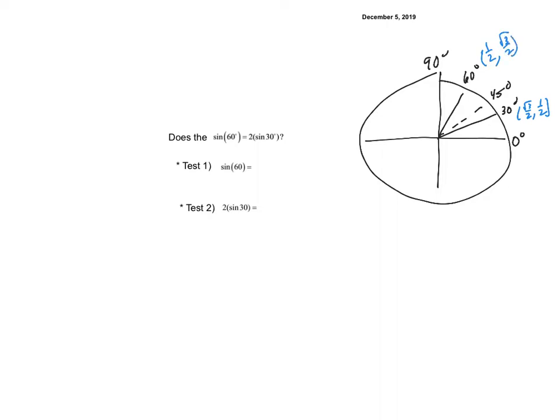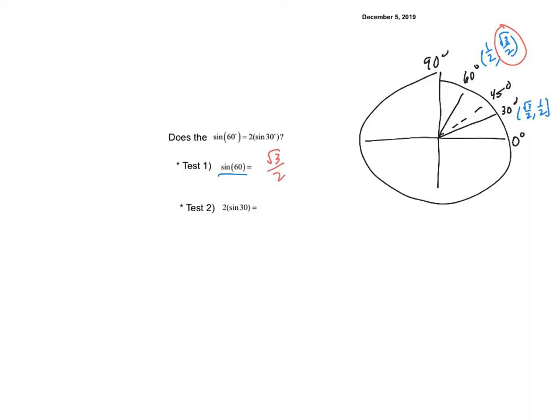All right, so test number 1, it says we have to find the sine of 60. Remember, sine corresponds with the y value on the unit circle at 60 degrees. So the sine of 60 there is square root of 3 over 2.